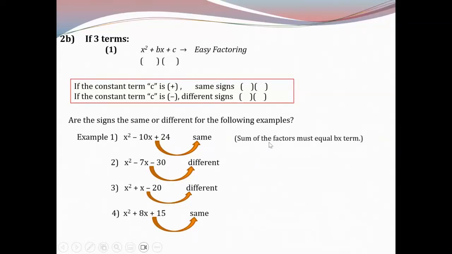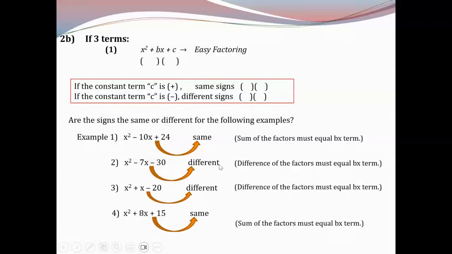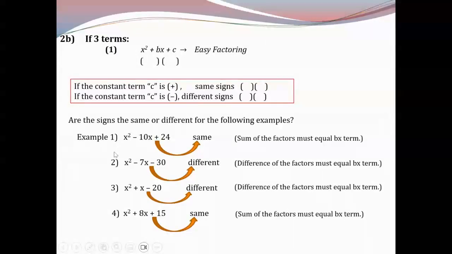The same means the sum of the factors must equal the bx term. If it's different, the difference of the factors must equal the bx term, and so forth. Now, this is the only way it can be. It can only be in 4 ways, I mean, the signs. So let me show you all these 4 examples.